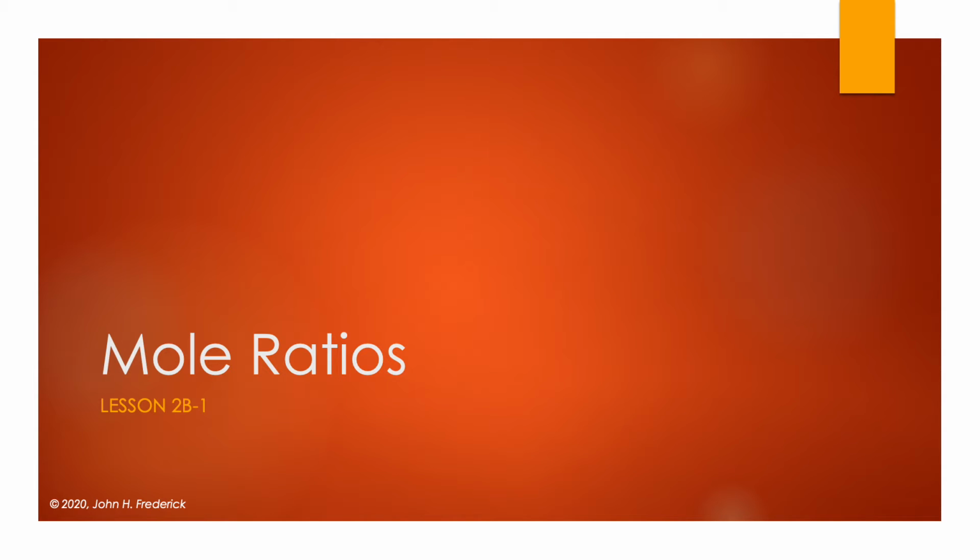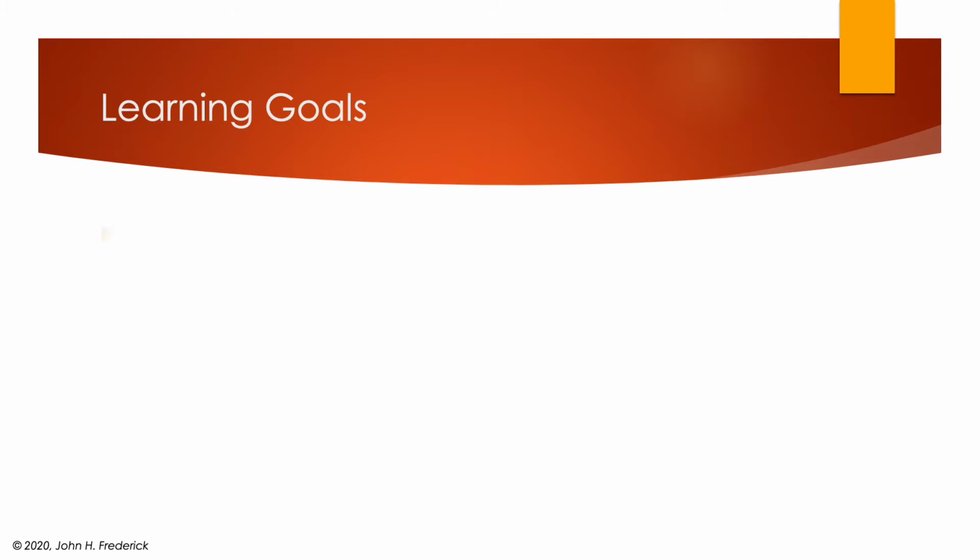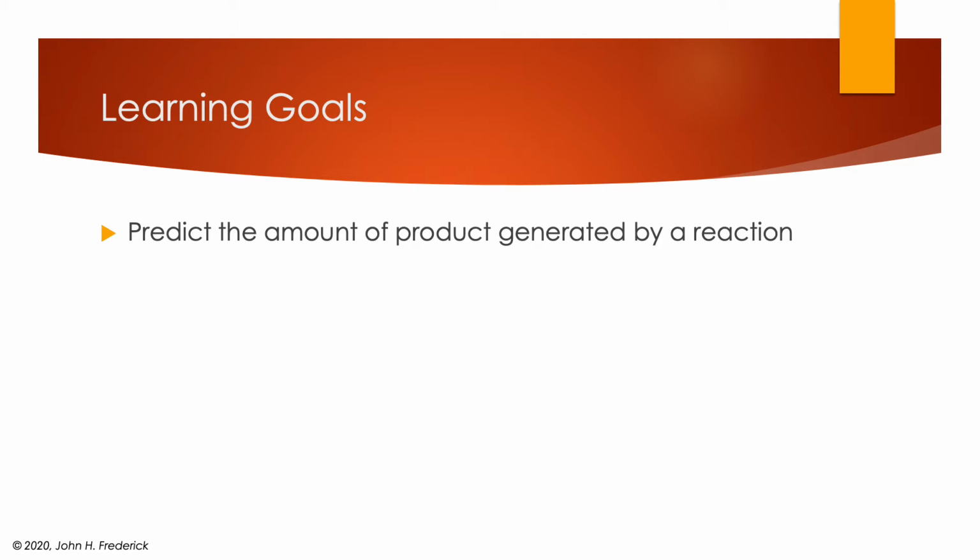One of the handy pieces of information that we can get from a balanced chemical equation is the mole ratio between two of the species that appear in the reaction. We're going to talk about that briefly in this video. Our learning goal is to use this to predict the amount of product that's generated by a particular reaction.